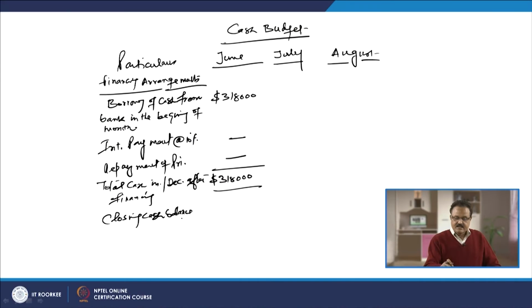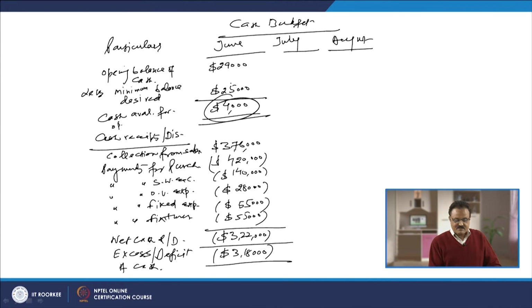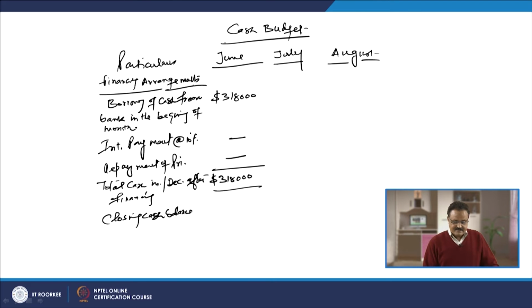All the payments are made partly from our own sales collections, partly from borrowing from the bank, and finally the closing cash balance left with us is only this much, which is the minimum balance desired, $25,000. So, this is the only amount left with us. So, closing cash balance is how much? $25,000. This is the closing cash balance for the month of June, right.